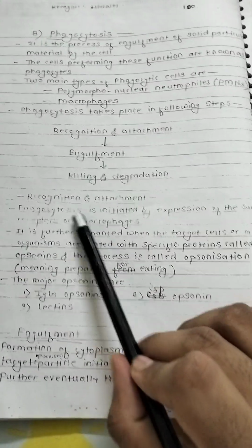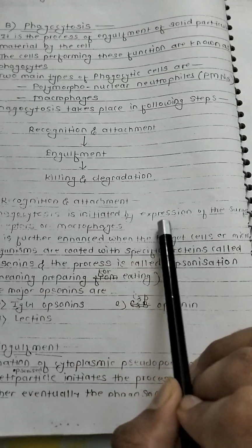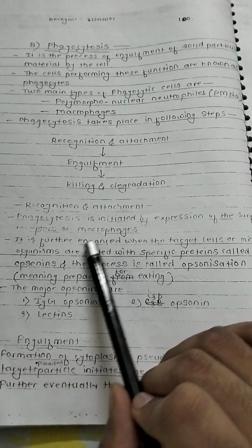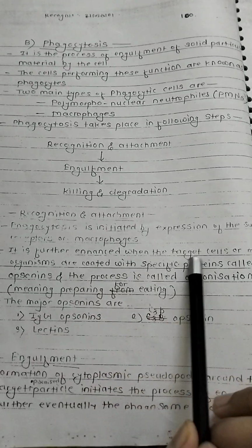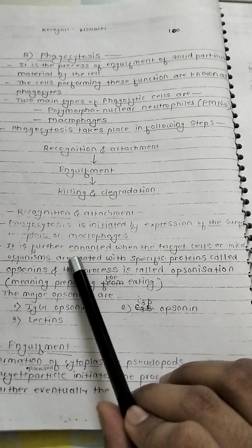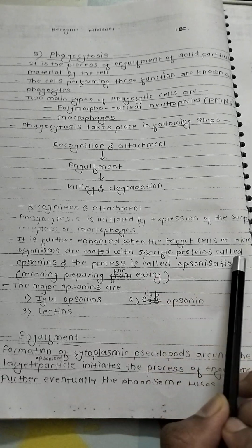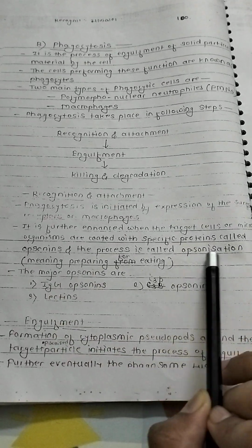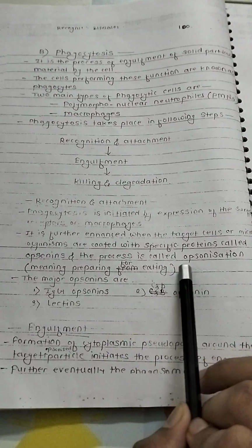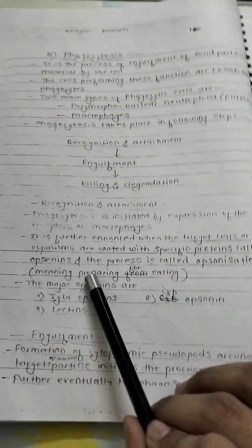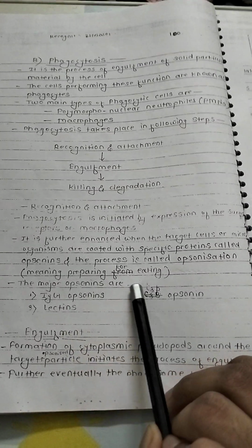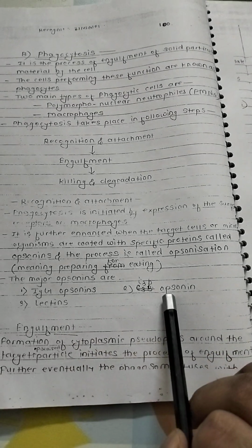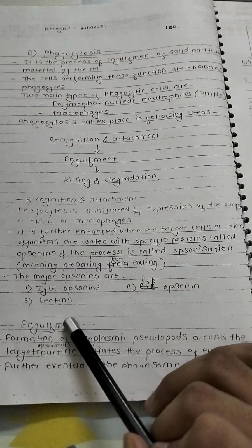Recognition and attachment: phagocytosis is initiated by expression of surface receptors on the macrophage. It is further enhanced when the target cell or microorganism is coated with specific proteins called opsonins. The process is called opsonization, meaning preparing for eating. Major opsonins are IgG opsonin, C3b opsonin, and lectins.